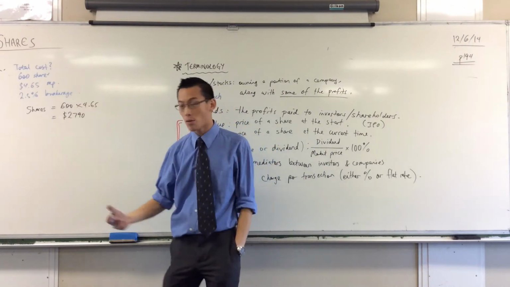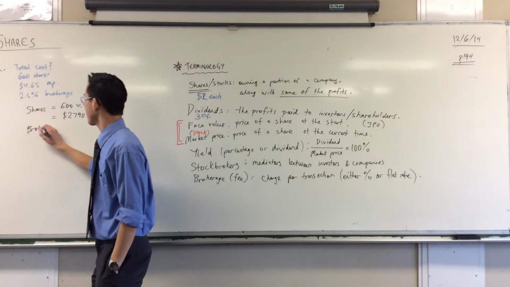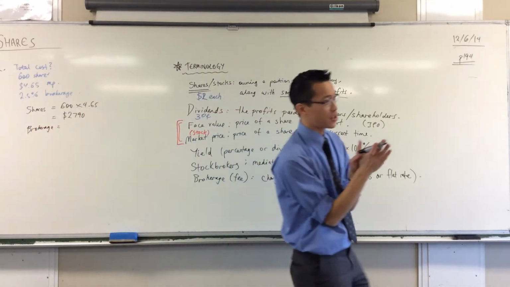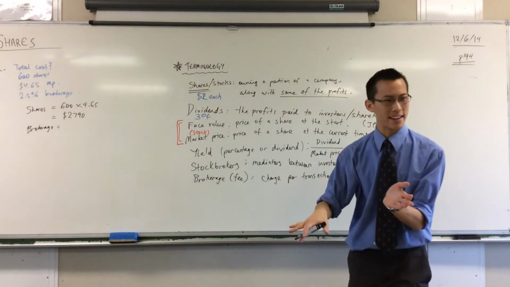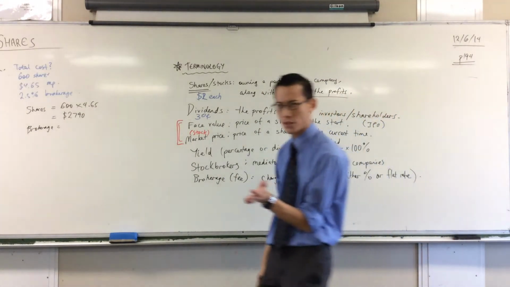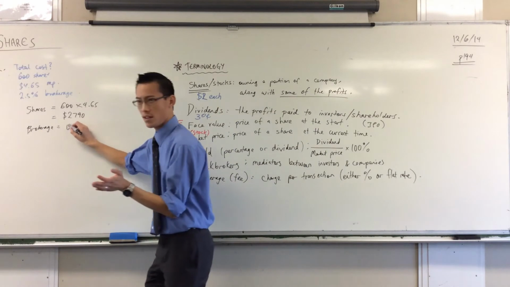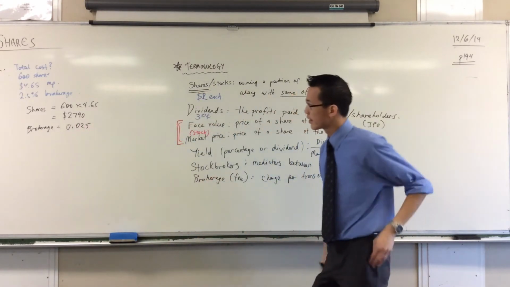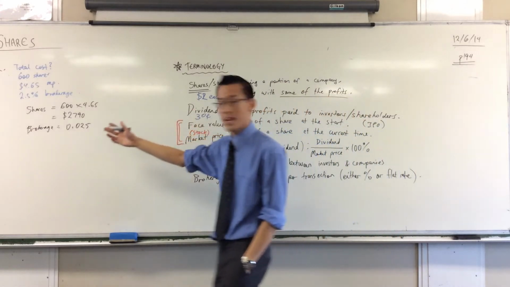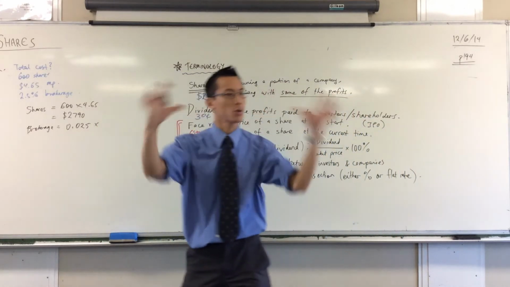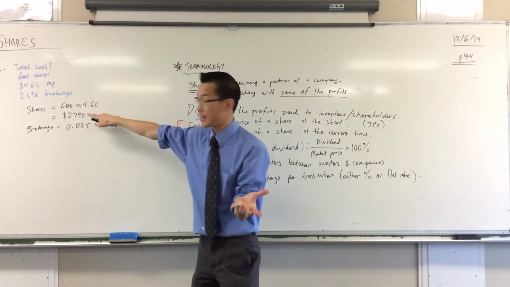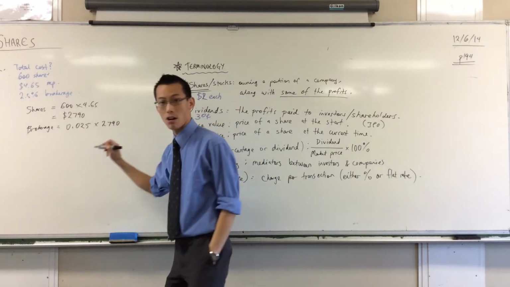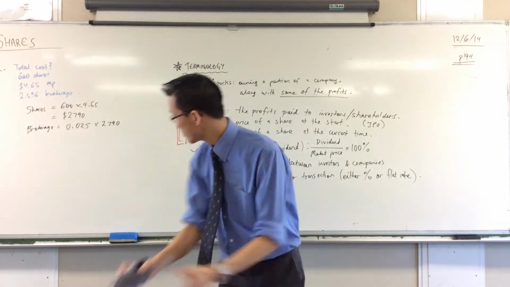Okay? So I would write down brokerage. And it's a 2.5%, so I want that as a decimal so I can stick it into my calculator. 2.5% as a decimal is 0.025, isn't it? Not 0.25, be careful. So that's the 2.5% times, now it's over the whole transaction, right? Namely this, okay? So times 2790. That'll give us a number. What do we get?